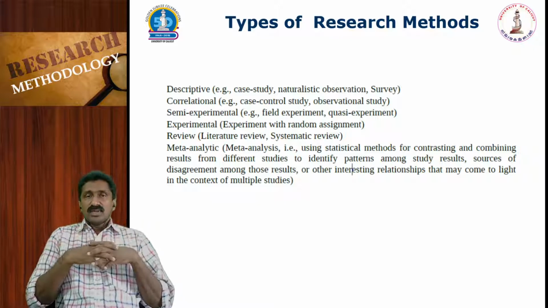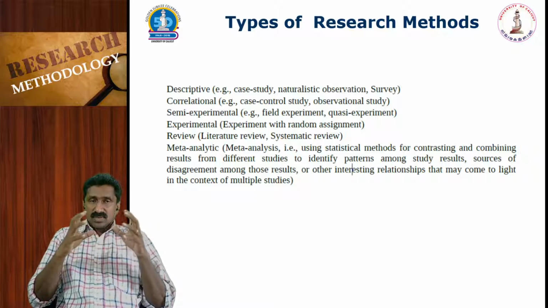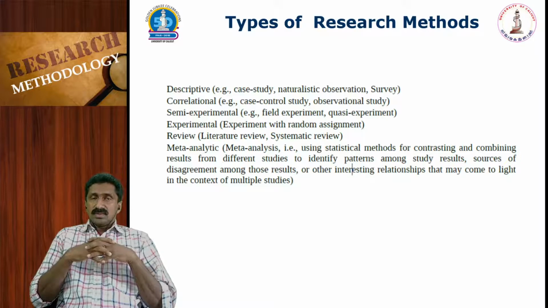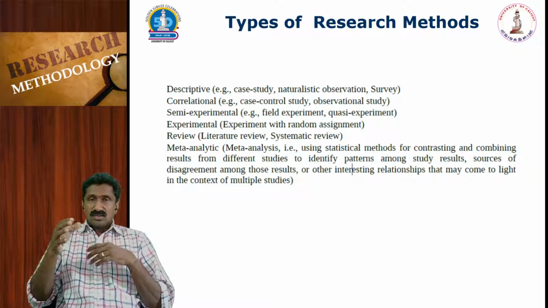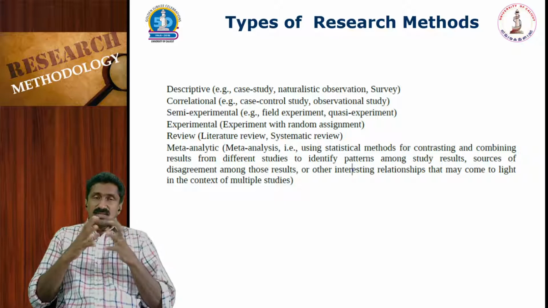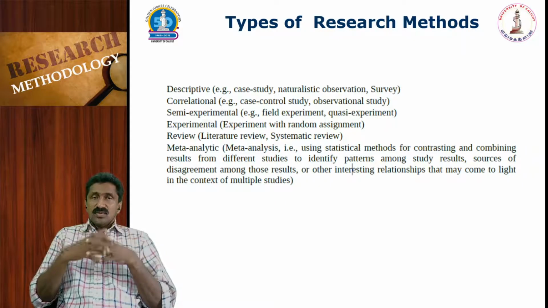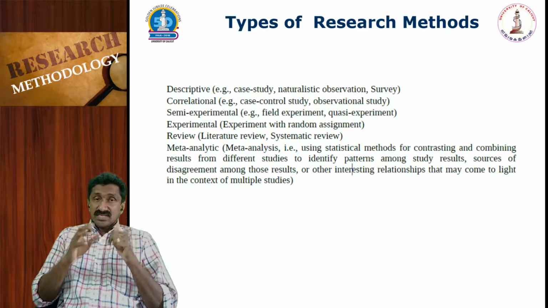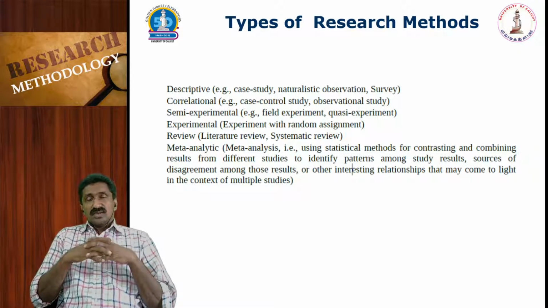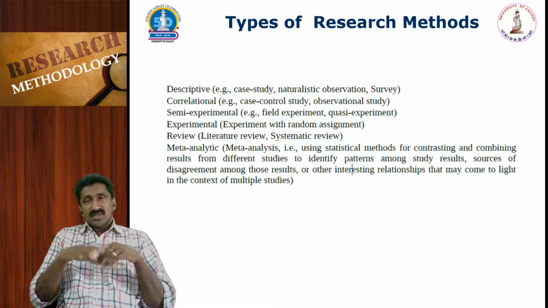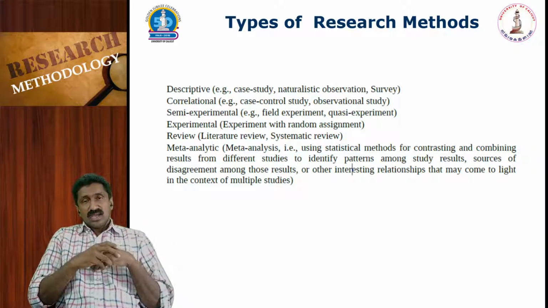That type of work is based on semi-experimental research. Then a review: we have literature review and systematic literature review, in which the PRISMA framework is used. That comes under review-based research. Then meta-analysis is an advanced form of review-based research, where already existing data from various studies will be gathered together and compiled.